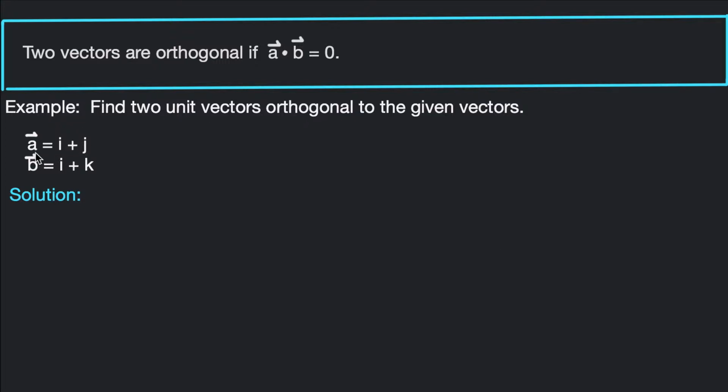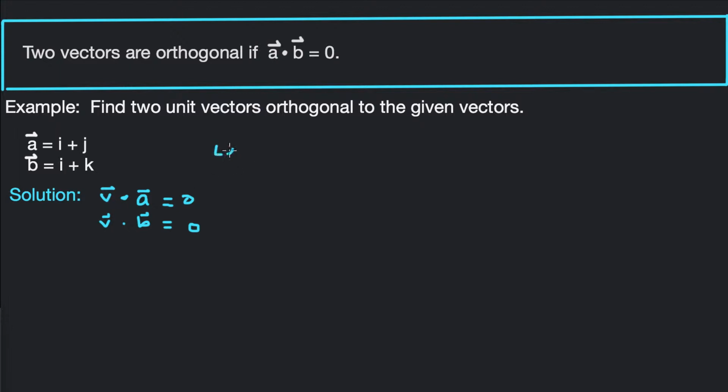So we've got two vectors here. A is i hat plus j hat, or i plus j, and B is the vector i plus k. So what we're going to do is find a unit vector that's orthogonal to both. So the vector we're going to find is the vector v, first of all, and then we'll make it a unit vector. So the vector v should dot with our vector a and give us 0. And also vector v dotted with vector b should give us 0, because we want this new vector v to be orthogonal to both.